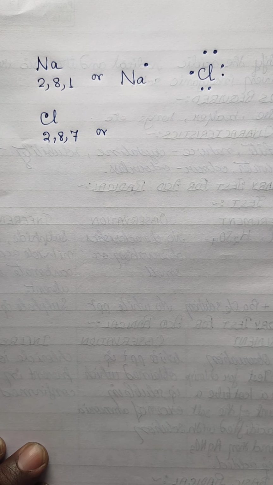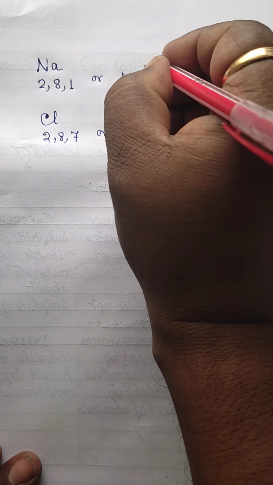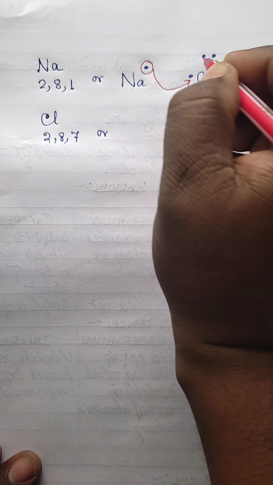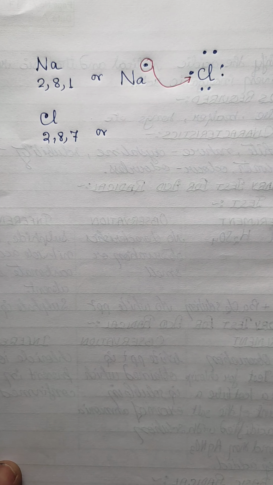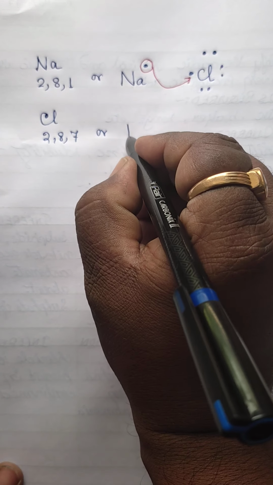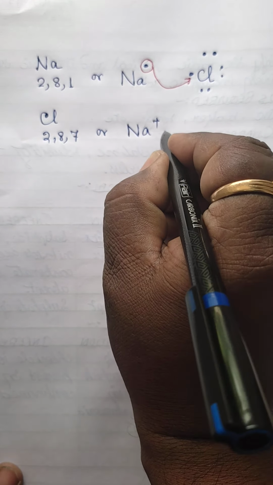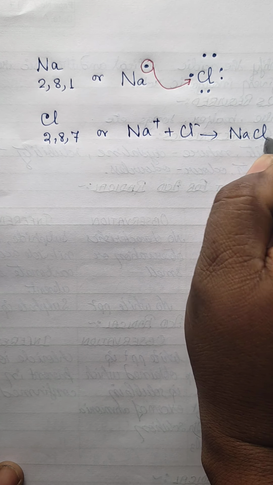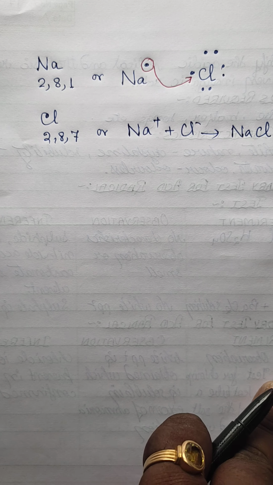Now what is happening? The extra electron that sodium has, it is donating to Cl, because chlorine has a deficiency of 1. So in this case, it is forming Na+ Cl-, it is forming NaCl. In this way, sodium chloride formation takes place.